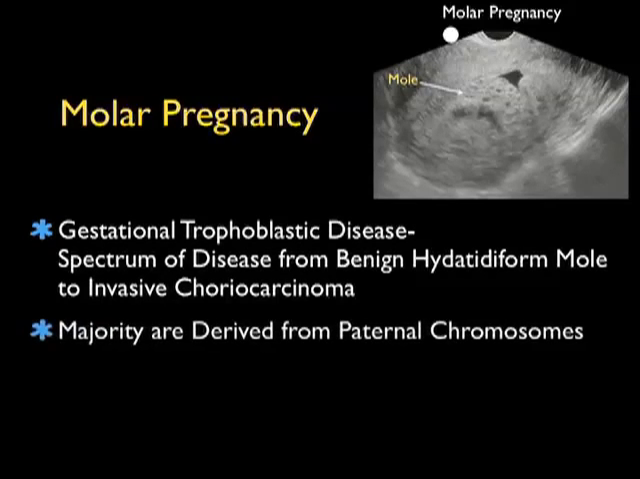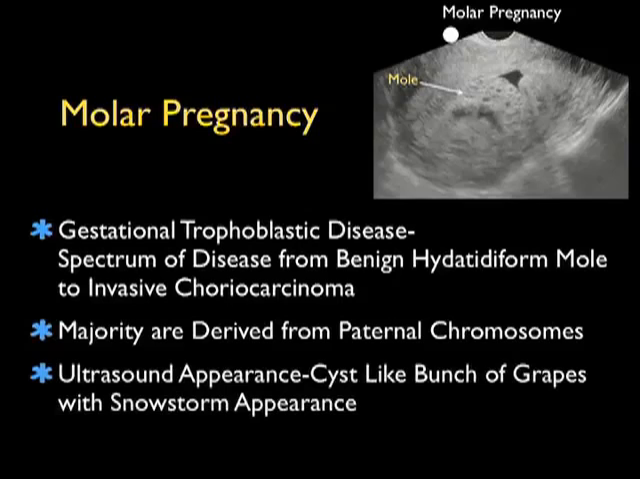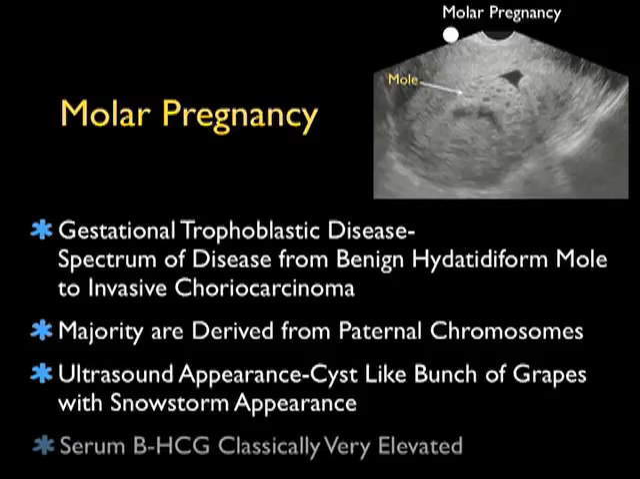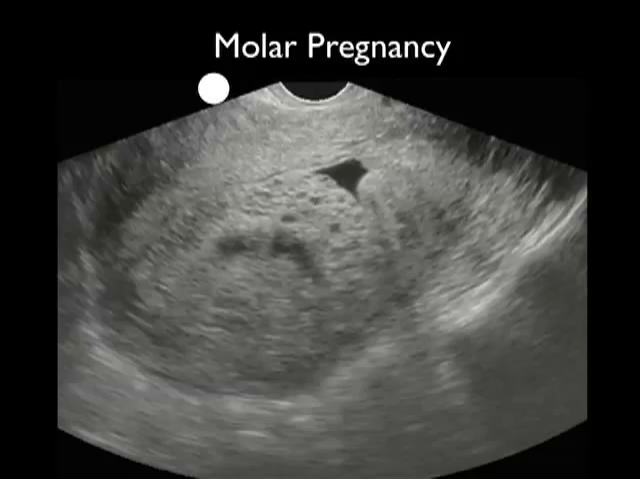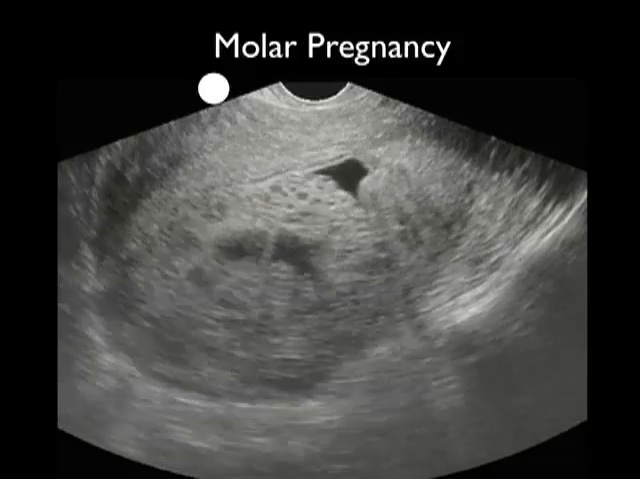Now, gestational trophoblastic disease ranges from a spectrum from a benign hydatidiform mole to invasive choriocarcinoma, a form of metastatic disease. The majority of these are derived from paternal chromosomes. There's no maternal chromosomes in the embryo. The ultrasound appearance will be a cyst-like bunch of grapes with a snowstorm-type appearance, and classically the serum beta-HCG will be very elevated. Here's video from a patient who presented with a molar pregnancy.